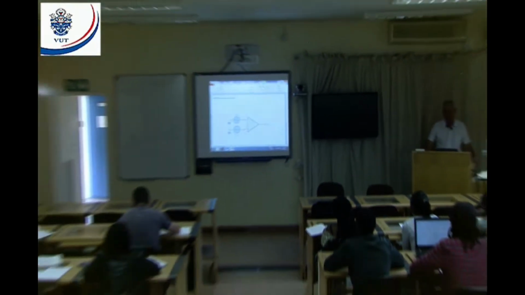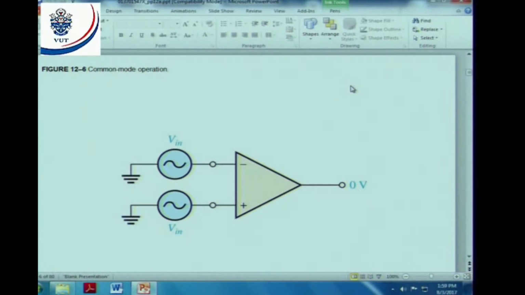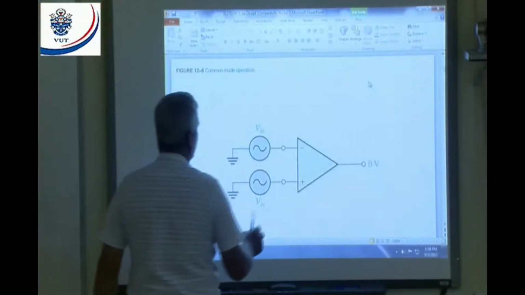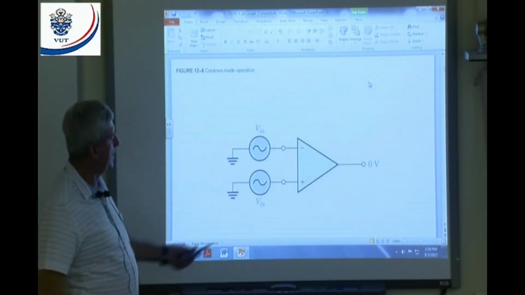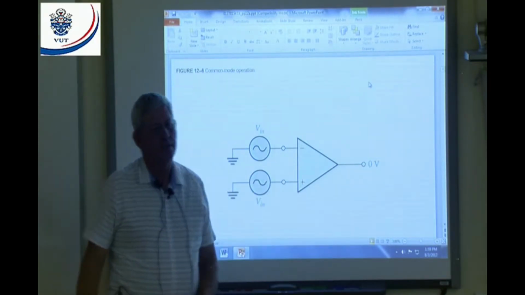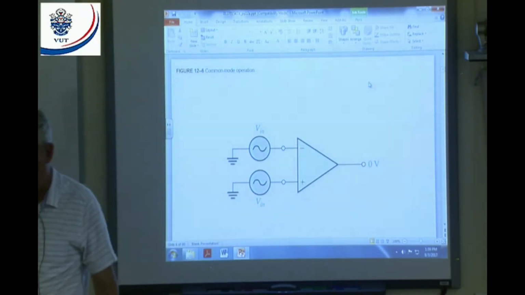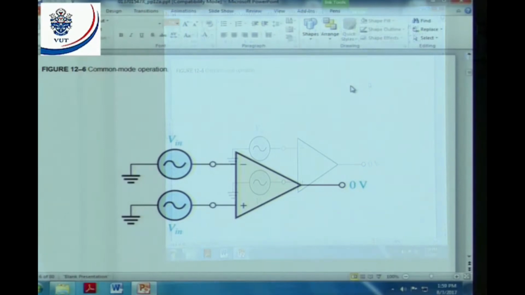Then we'll come to, I think, the most important one. Common mode operation. Now, if we look at common mode operation, you can see these two signals are exactly the same. Both the input signals are exactly the same. What is my output? 0. Now, what is the use? Applying two signals and get 0 out.